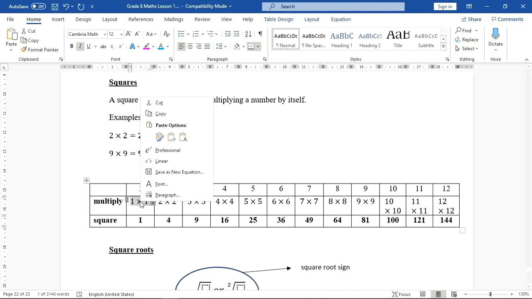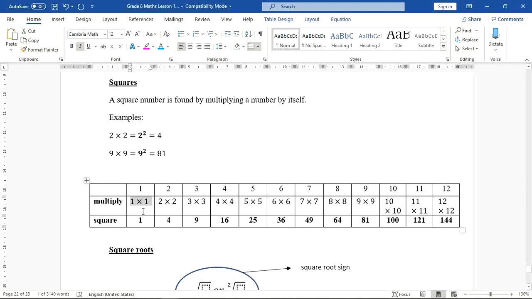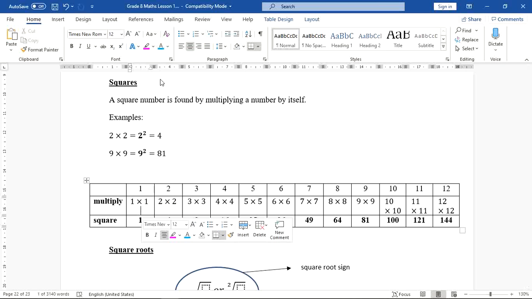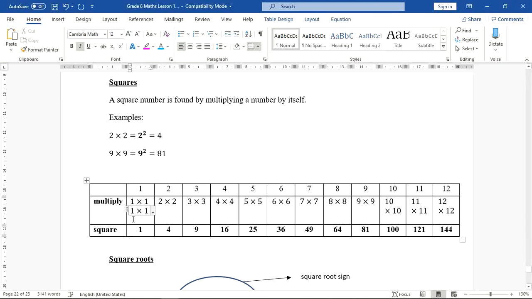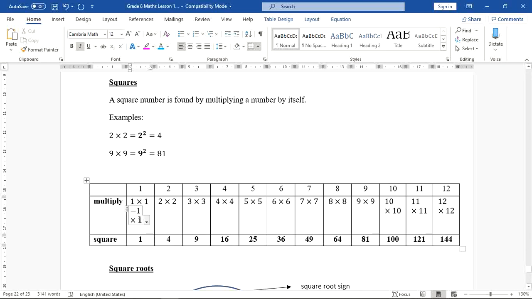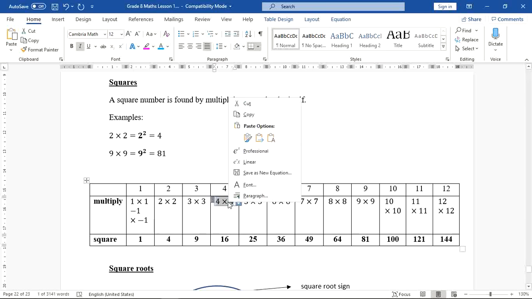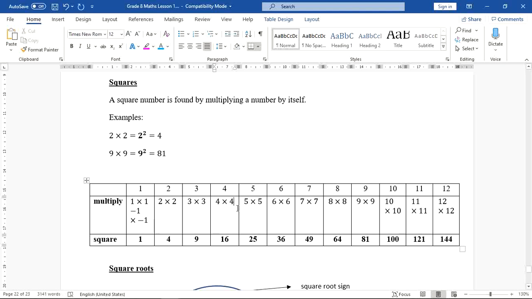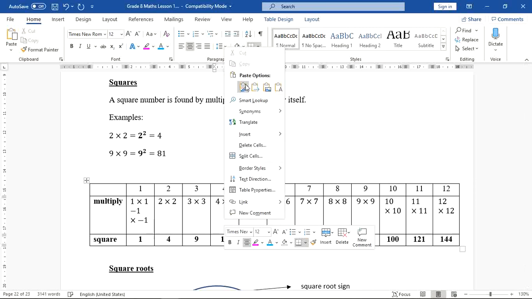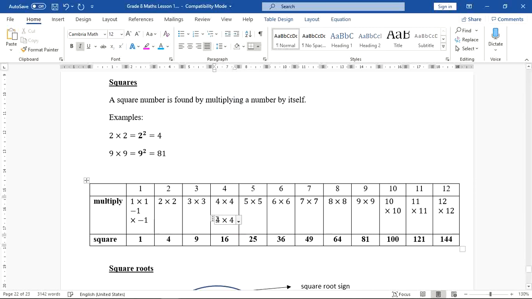Now, what we have here, we are multiplying 2 positive numbers. You can also get a square number by multiplying -1 by -1. In mathematics, if you multiply a negative number by a negative number, your answer will be positive. Also check this one: -4 times -4 gives a positive 16. Just check that on your calculator to confirm. A -4 times a -4 gives a positive 16.